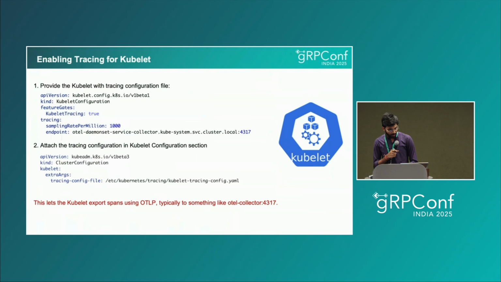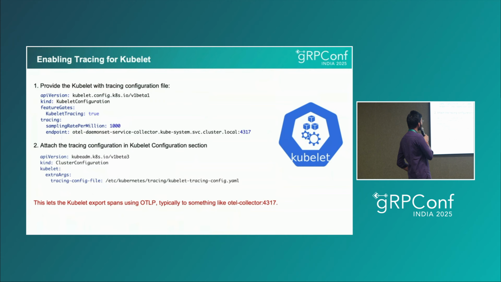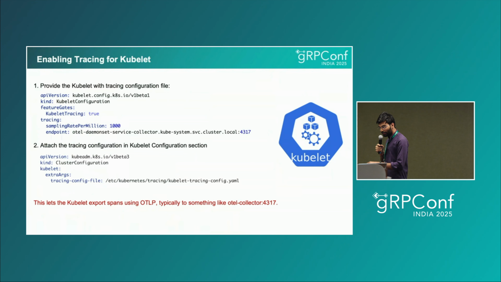In the later slides, we will be enabling it for the different components, like the kubelet. The configuration will be the same as for kube-apiserver. You just need to pass KubeletTracing=true in place of the kube-apiserver flag, and with this kubelet config, the kubelet component will start exporting its traces. The endpoint will be the same, the OTel daemon set service collector, and the same configuration will be passed as an extra argument over the cluster configuration. Now, till now we have enabled the tracing, and we are collecting it over an OTel collector.